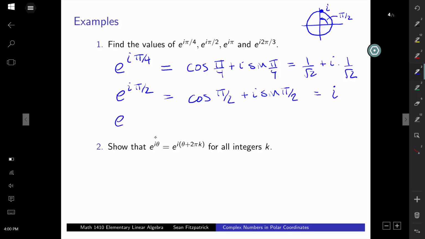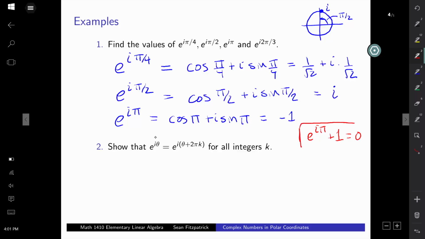E to the I pi. This is a result that a lot of people find quite fascinating, because what do you get? You get cos pi plus I sine pi. Cosine of pi is equal to minus 1. Sine of pi is equal to 0. So this is just equal to minus 1. And so the way some people like to write this is to say, okay, e to the I pi plus 1 is equal to 0.